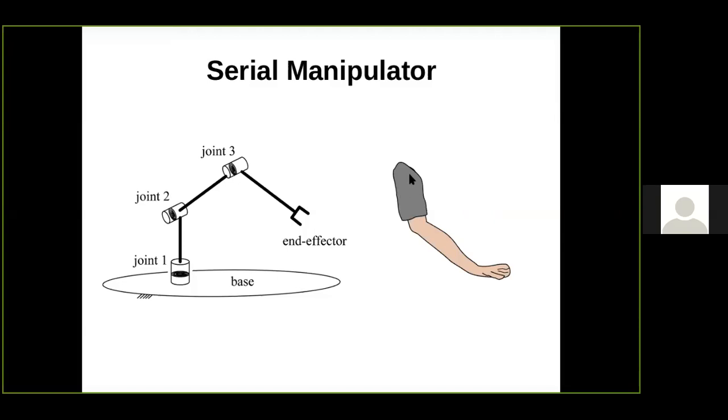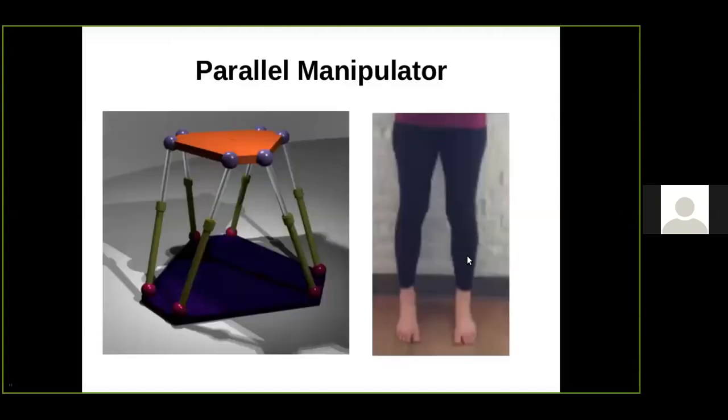And this is an example inspired by nature, that is our human arm. This is what a serial manipulator is. Parallel manipulators are left to the audience to explore, since they are complex and there is a time constraint, so we are not going to explore parallel manipulators in this workshop. A best example for a parallel manipulator is our human leg.